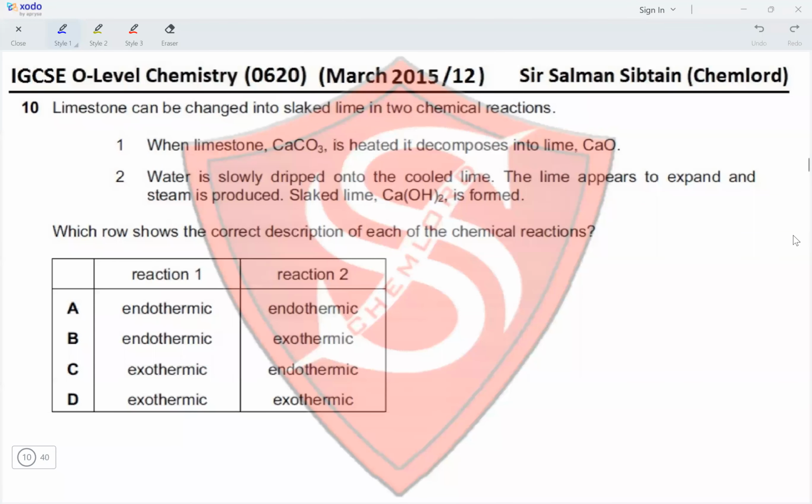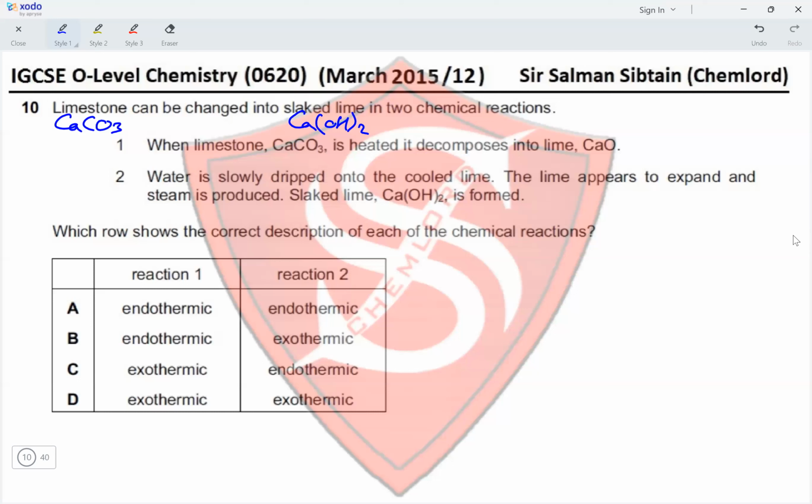Question 10. Limestone can be changed into slaked lime in two chemical reactions. So limestone is CaCO3 and slaked lime is Ca(OH)2. When limestone is heated, it decomposes into lime. Water is slowly dripped onto the cool lime. The lime appears to expand and steam is produced. Slaked lime is formed.